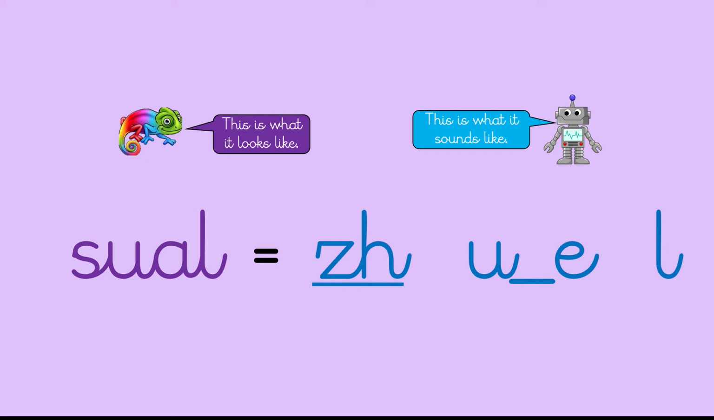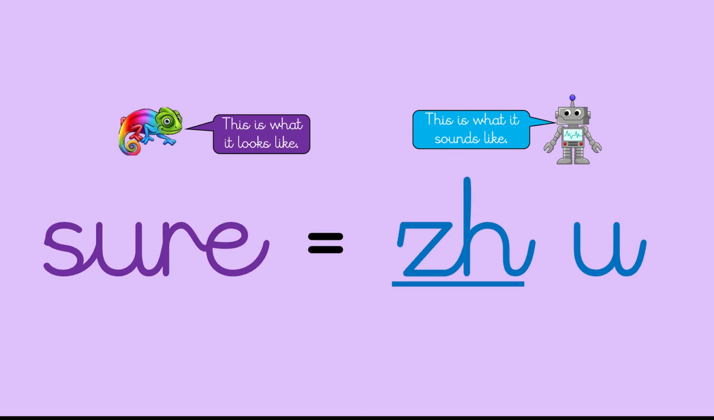So Z, U, zhul, zhul, zhul. That's quite tricky, that one. So it looks like an S, the U, and the A and the L. And then have a look on the bit on the blue part of Rex's side. It says visual. Okay, let's move on to the next one. This is what it looks like. The S, the U, the R, and the E. And this says zh. Kathy says this is what it looks like. Rex said this is what it sounds like. So this S-U-R-E sounds like zh.